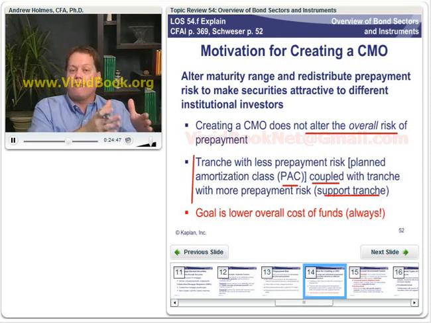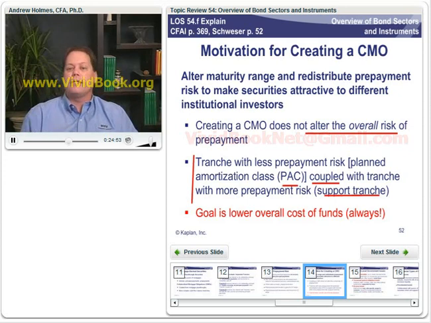So they're going to be very much exposed to contraction risk. If interest rates go up, well, then they go to the other side and they say, look, we'll take our share of the extension risk and your share, Mr. Pack, of the extension risk. So the support tranche is going to double down on the variability of the cash flows so that the Pack can have a very even or very well planned series of cash flows.